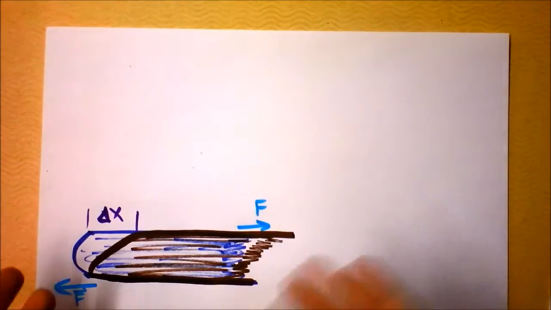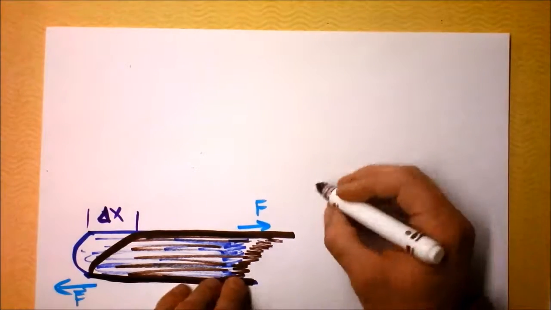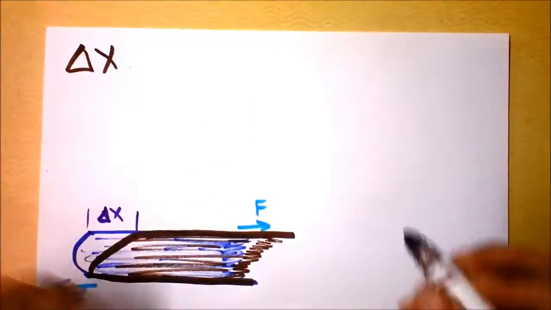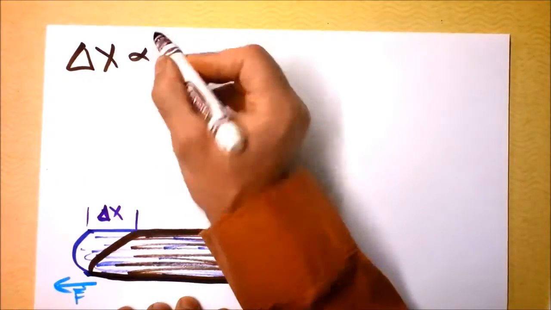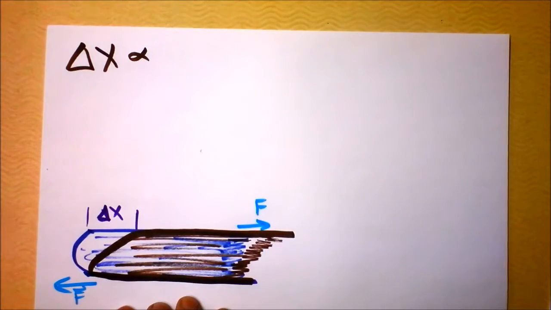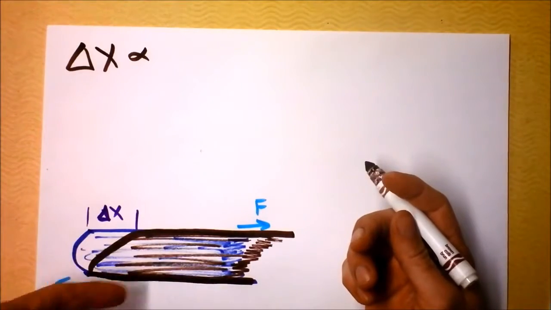And I want to try to figure out, again, what delta x depends on, in very much the same way as we did with delta L. So delta x, how much the book has shifted, I guess it's going to depend on how long the book is. But wait, do I mean this direction? I don't really think this has much to do with it.